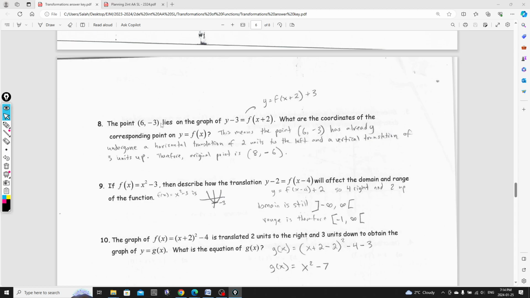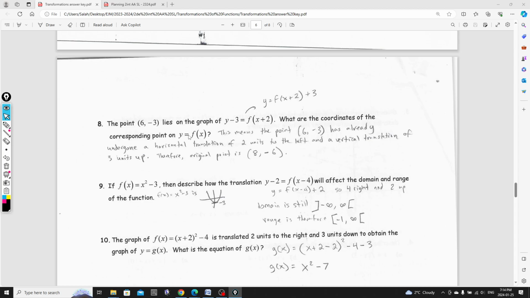So the point (6, -3) lies on the graph y minus 3 equals f of x plus 2. Again, your first instinct now is just to isolate y. It makes it so much clearer to see what's happening vertically. What are the coordinates of the corresponding point on y equals f of x? Oh, interesting. Okay, so this one gives it to us backwards. It actually gives us the image of the transformed function, and it's asking, what are the coordinates of the initial function?